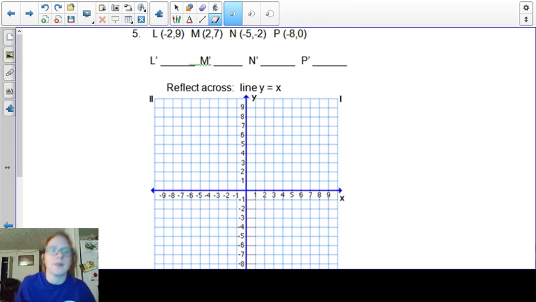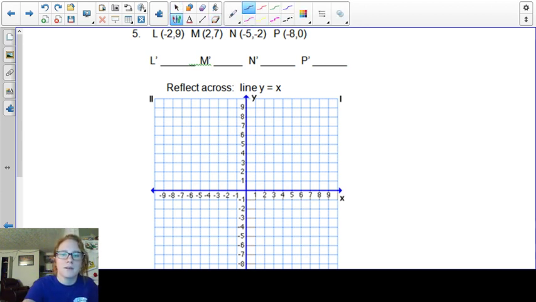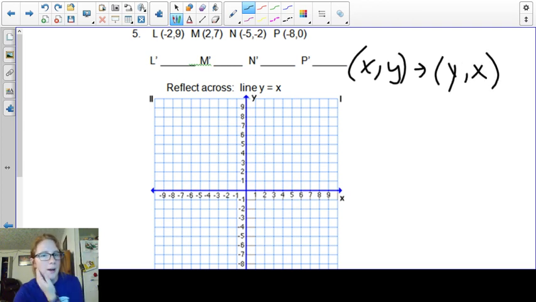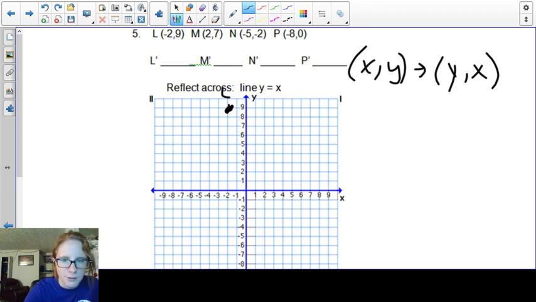Third one, we're going to reflect across the line y is equal to x. So that rule is when my y and my x flip spots. So let's plot the original points. I have negative 2, 9. Sorry, guys. I have 2, 7. I have negative 5, negative 2. I have negative 8, 0.